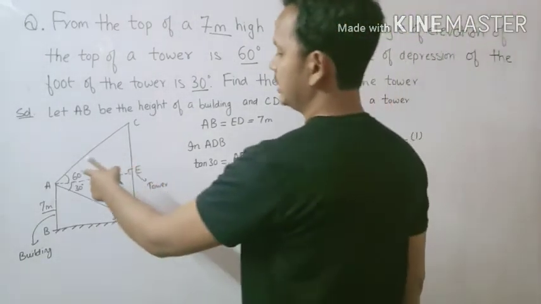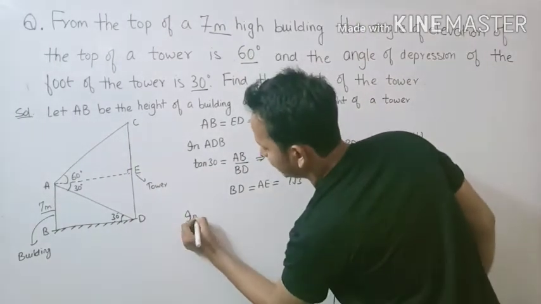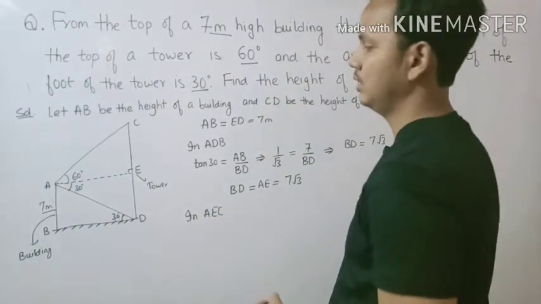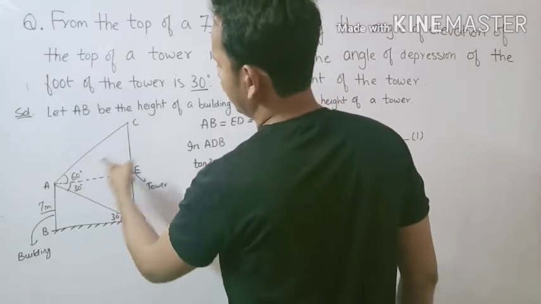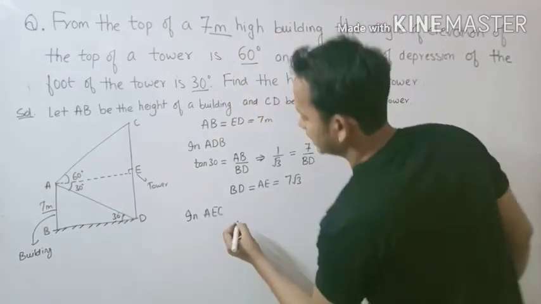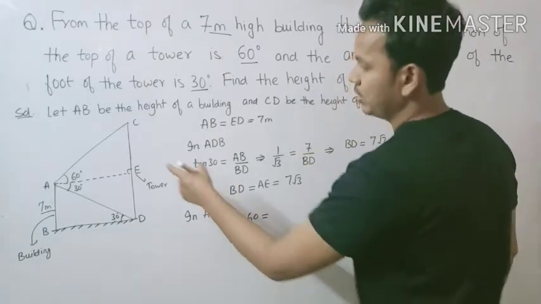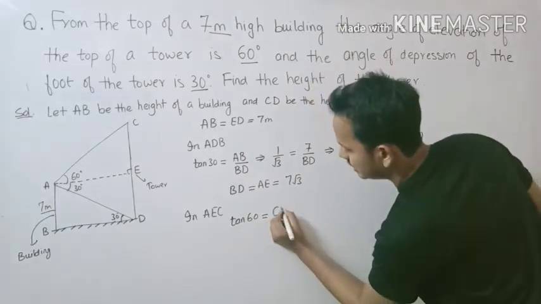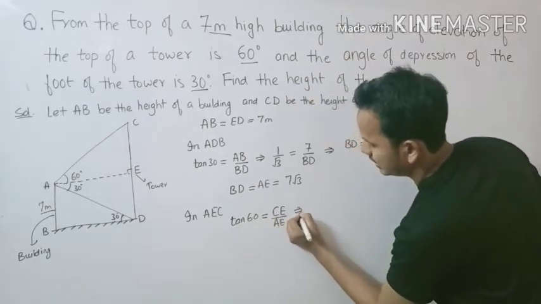Now we consider the triangle AEC. In triangle AEC, again we have to apply tan. Tan 60 is equal to perpendicular upon base, that is CE upon AE. Tan 60 is equal to root 3.